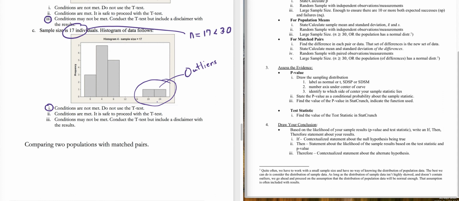Okay, in the next video, we're going to take a look at comparing two populations with matched pairs data.